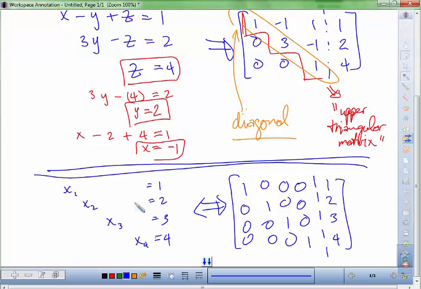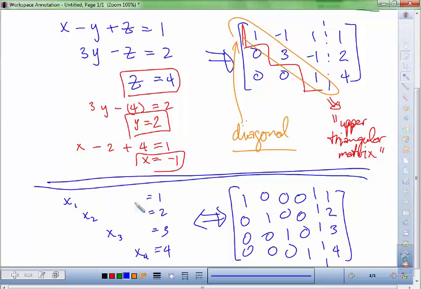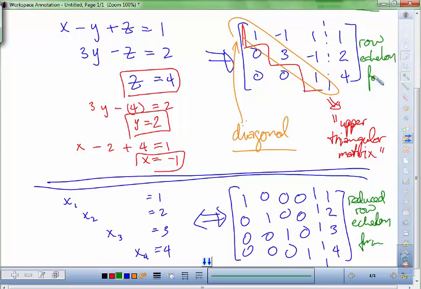All right, vocabulary words that we're going to learn today. This is called reduced row echelon form. This, the upper triangular matrix where they have zeros, is just a regular row echelon form. So the difference between the two is that the reduced one has only diagonals.